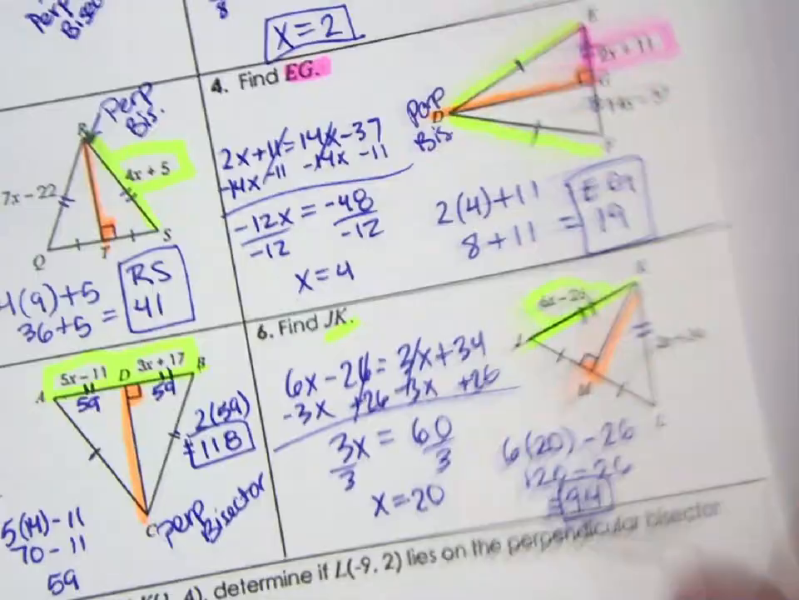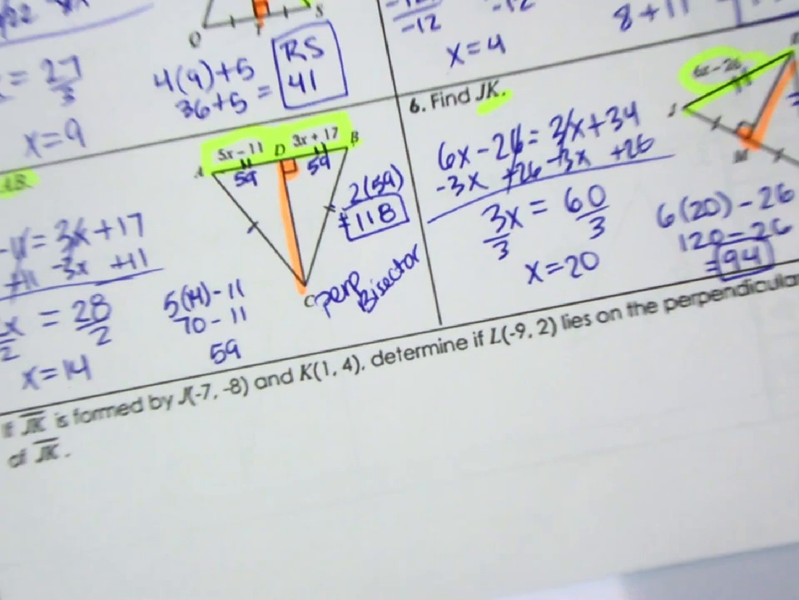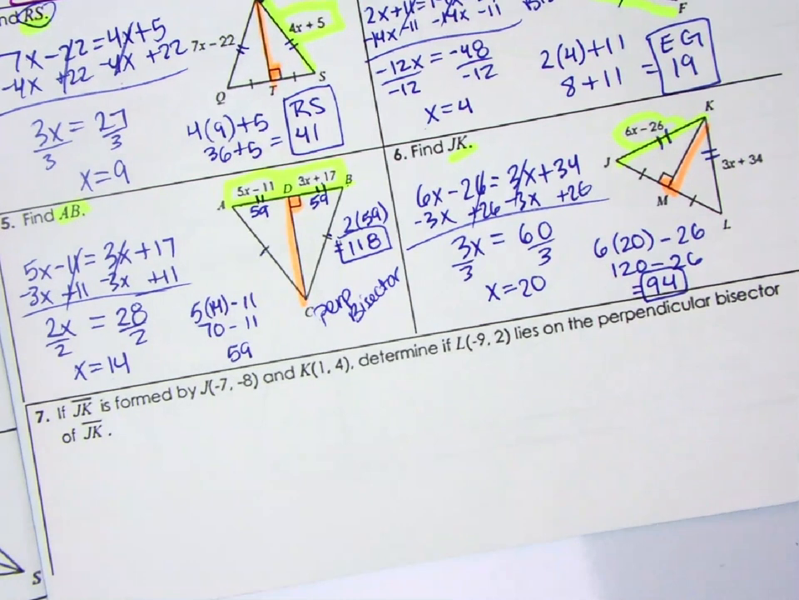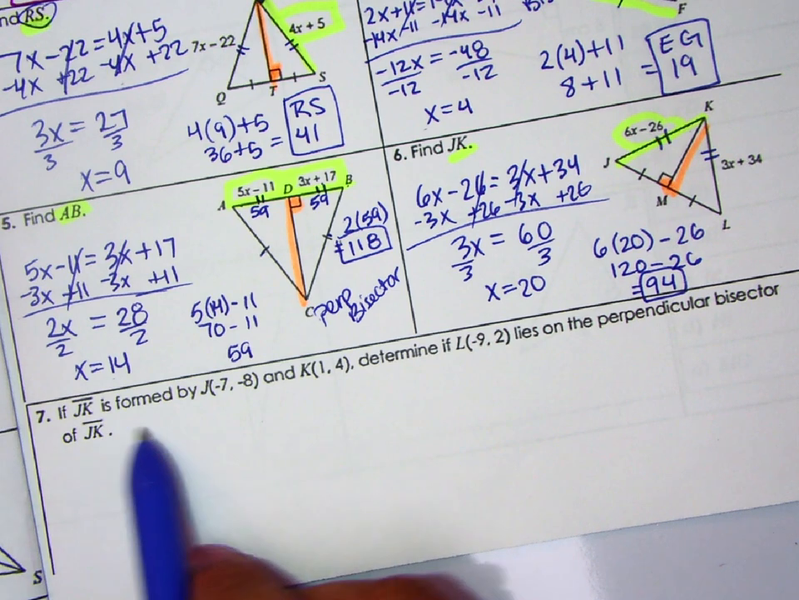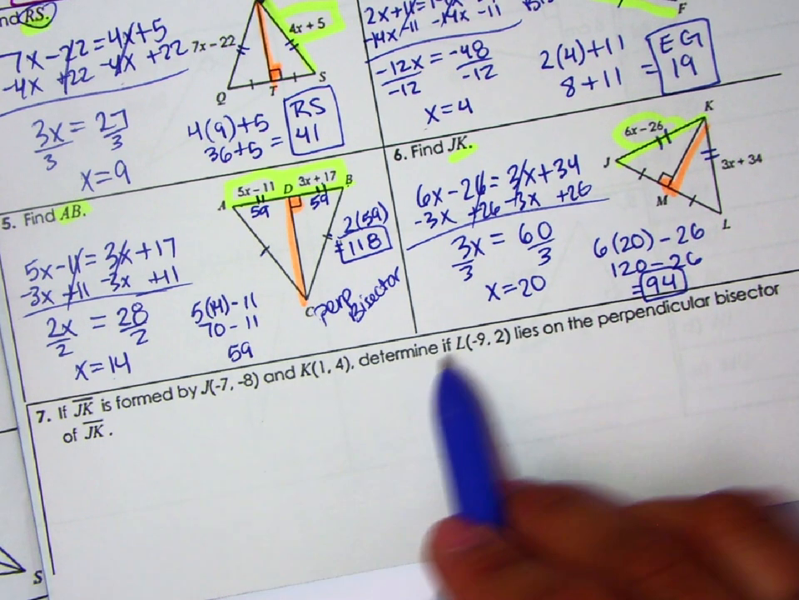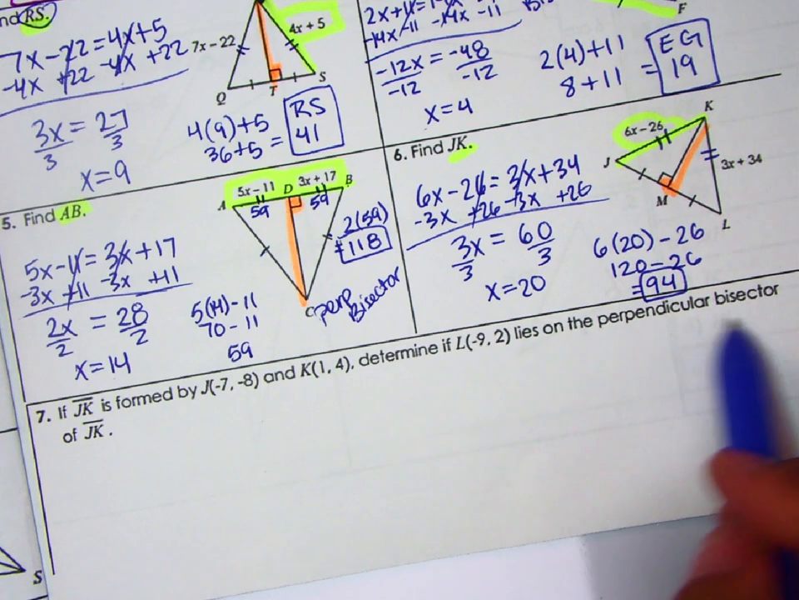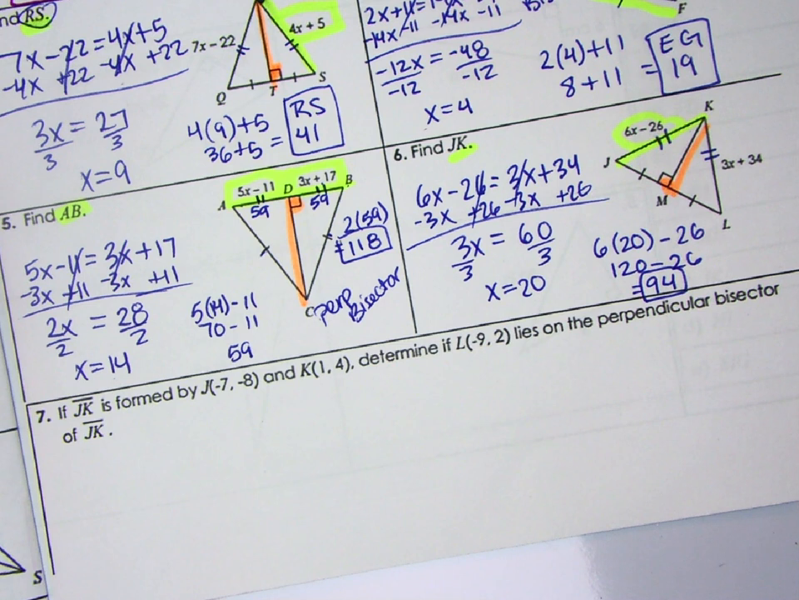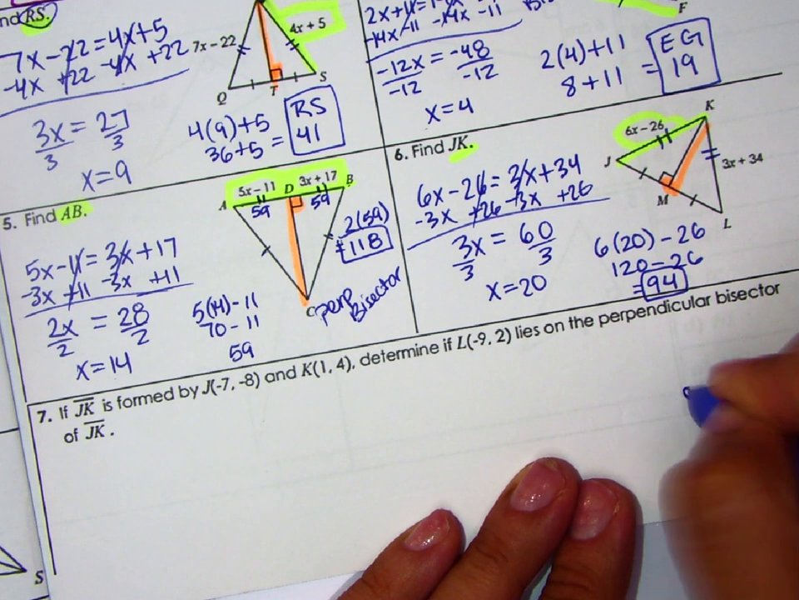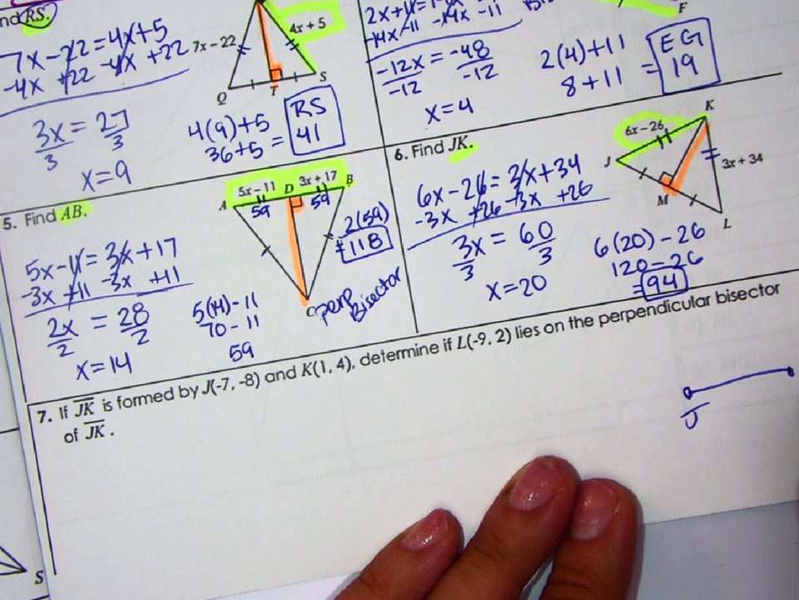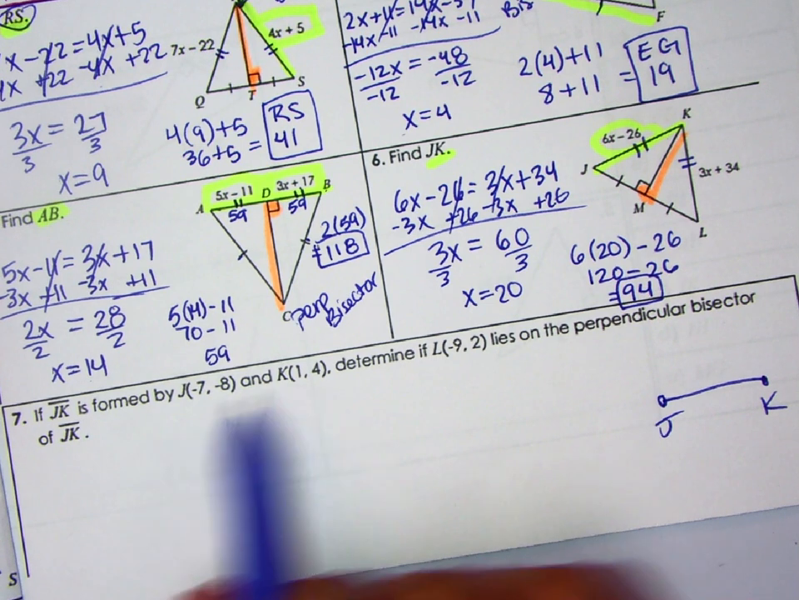All right, last problem for this video. It's giving you now without pictures, so biggest advice is create your own picture. And let's see, JK is formed by these 2 points. Determine if L lies on the perpendicular bisector of JK. So let's make a visual for that. So let's say JK is graphed somewhere on the grid, plotting these points.